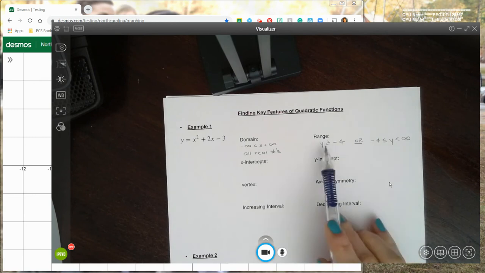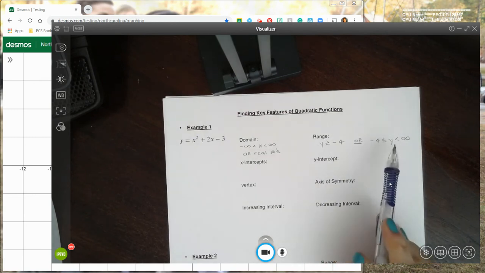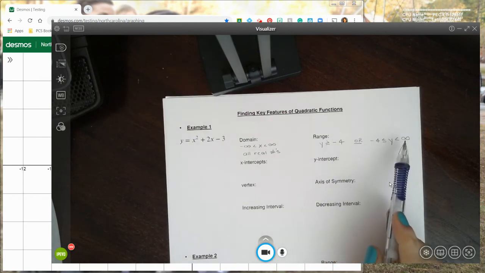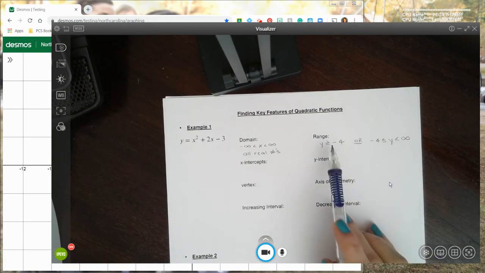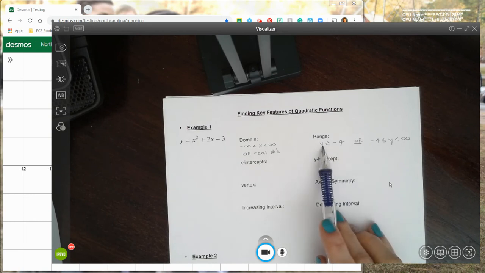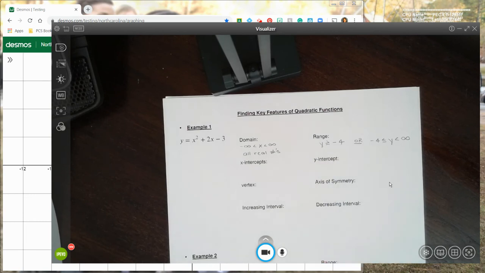Both of these mean the exact same thing. This one shows that it's going to infinity very explicitly. This one is just implied that it's all y values that are bigger than -4. There's never going to be a place where this stops.